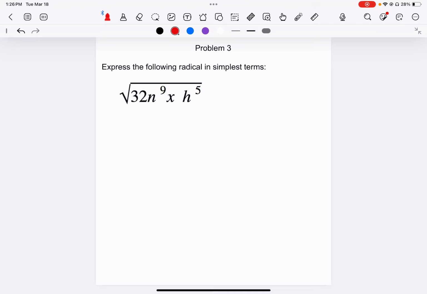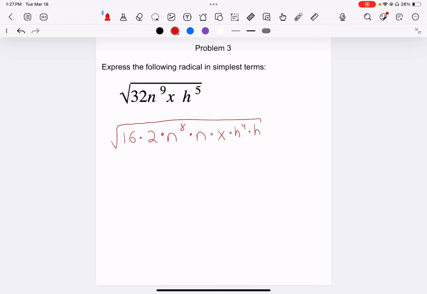Radical 32, n to the ninth, x, h to the fifth. So I'm going to split it up in pieces. I'm going to do the 32 first. 32, I can split up into 16 times 2. N to the ninth, I want the largest even, so it's going to be 8. So I have n to the 8th times n. The x, can't make that anything with an even exponent, so it's just going to stay as x. And then the h, I'm going to split that up into h to the fourth times h.